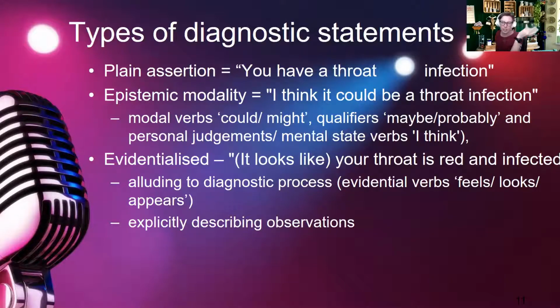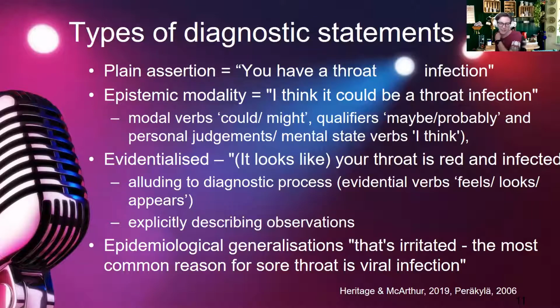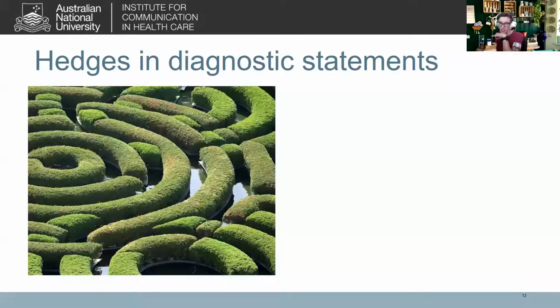And the last one is epidemiological generalizations, where you actually do not really say what the diagnosis is, but rather you imply or presuppose a diagnosis by asserting there's a more widespread linkage to a condition, for example, that the most common reason for sore throat is viral infection. It's not saying you have a viral infection, but it's alluding to that. So those are the types of diagnostic statements that we were coding for. The other thing we were looking at were hedges. So there's a lot about hedges.